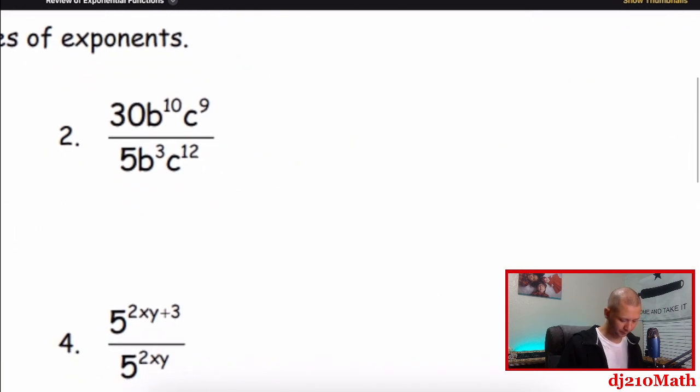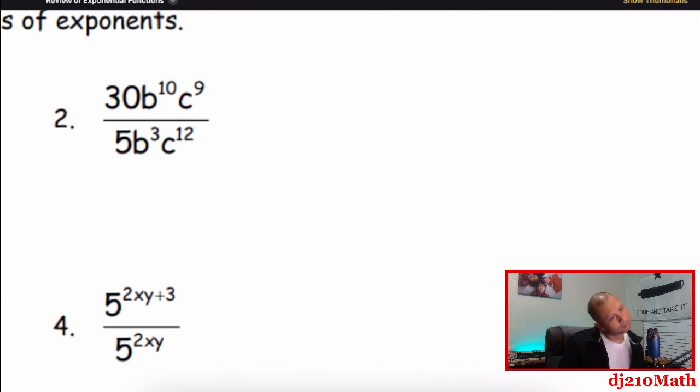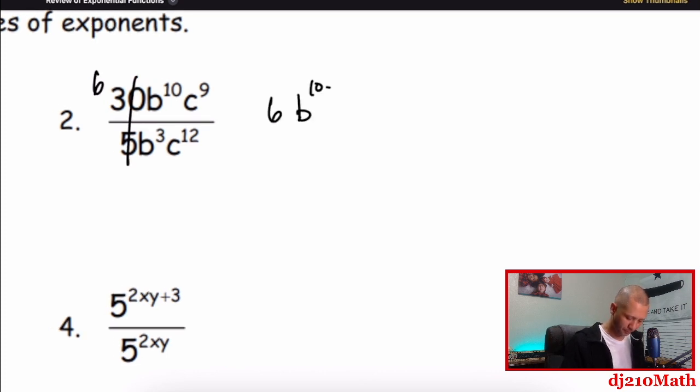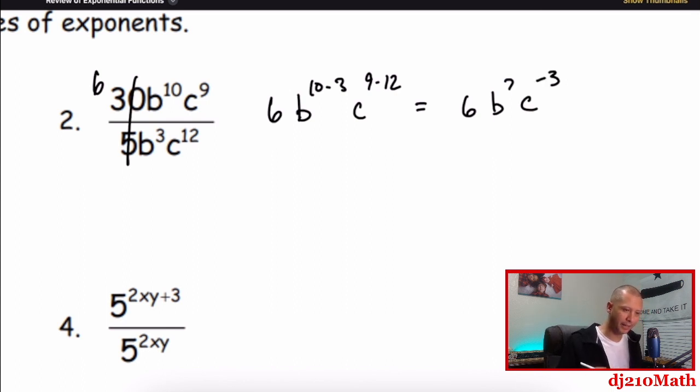All right, number two. So first step of simplifying is to see that 5 goes into 35 six times. And then it's always top minus bottom for common bases, the things that match. And then we don't like negative exponents. So anytime you have a negative exponent, you can reorient it either to the denominator or the numerator. So in this case, this will move down.